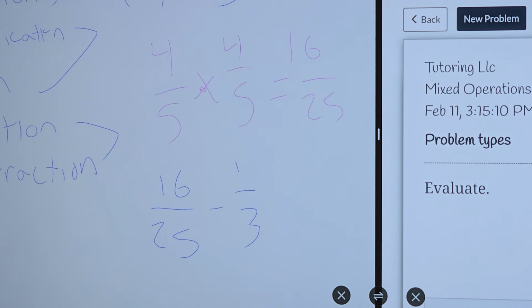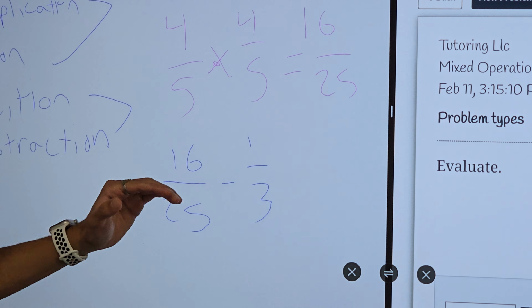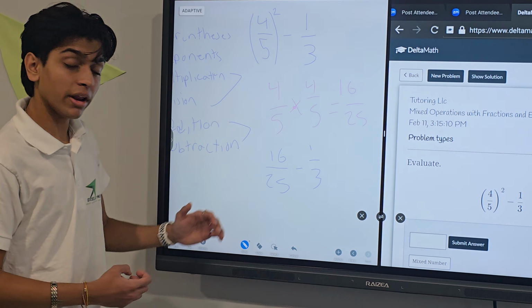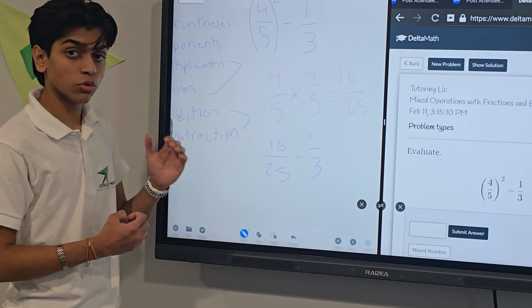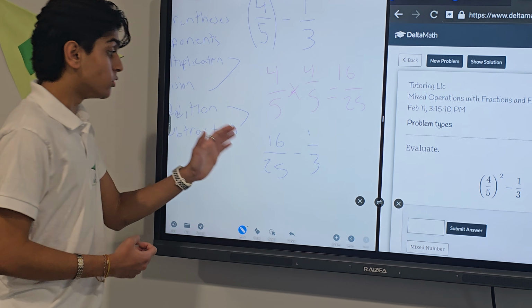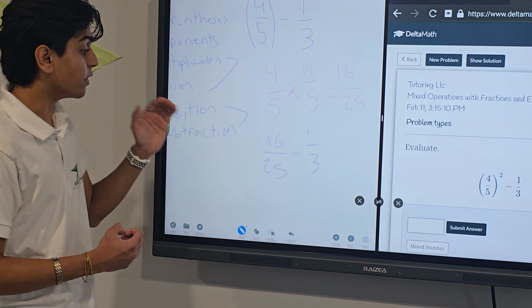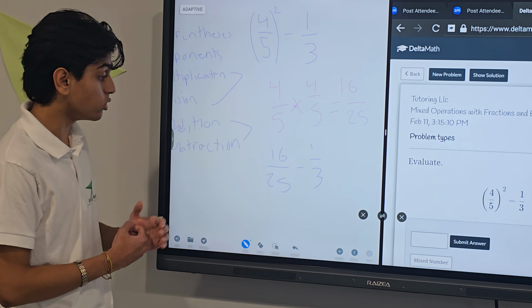Now we run into a little problem. Our denominators are unlike numbers. In order to subtract fractions, our denominators must be like terms so we can subtract them. Now to do this, we must turn our denominators to equal numbers. And the easiest way to do that is by finding common multiples.